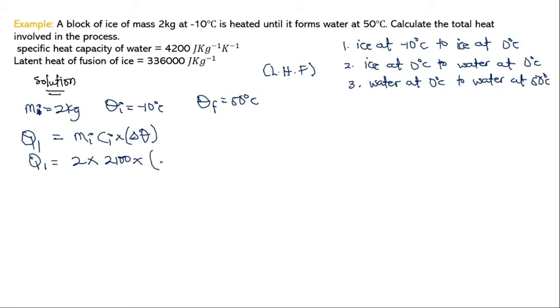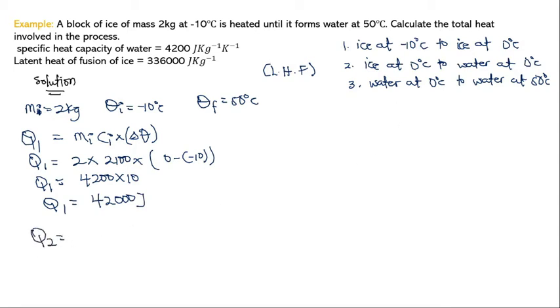Then the change in temperature here is, we are converting from negative 10 to 0. So 0 is definitely bigger than negative 10, so we have 0 minus negative 10. So we have our Q1 equal to 2 multiplied by 2100, which gives us 4200, multiplied by 10. And then Q1, the heat involved in the first process, is 42,000 joules. Alright, so let's find Q2.